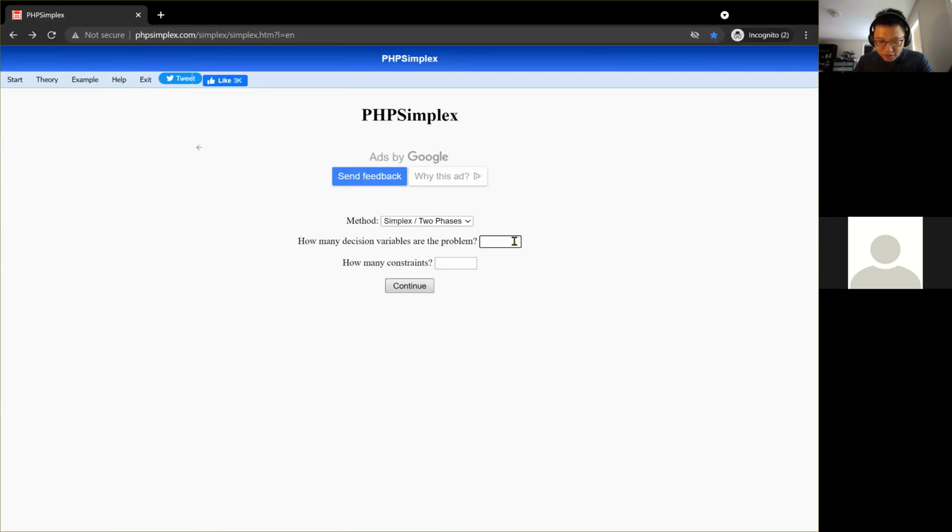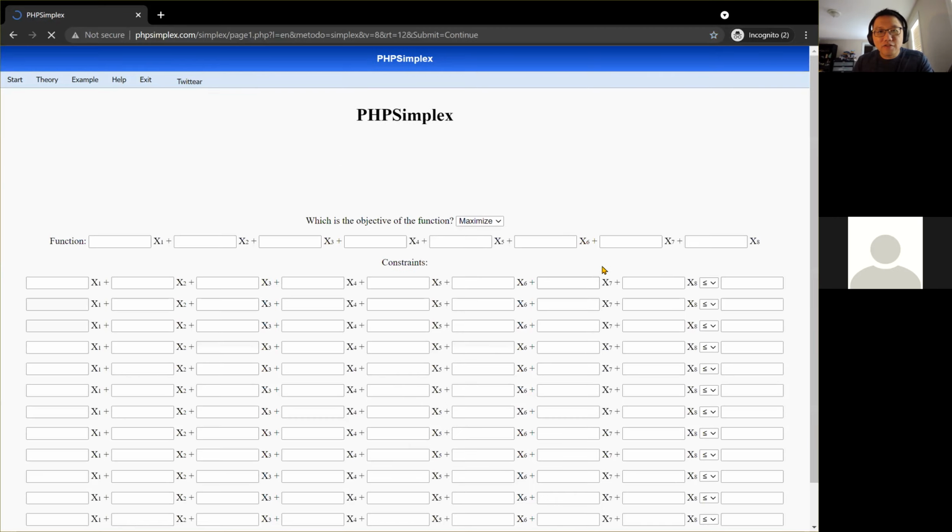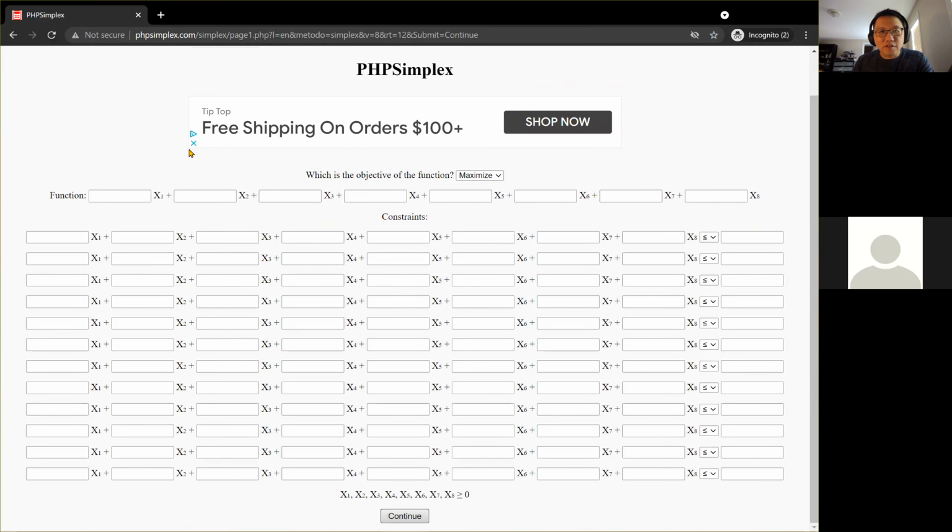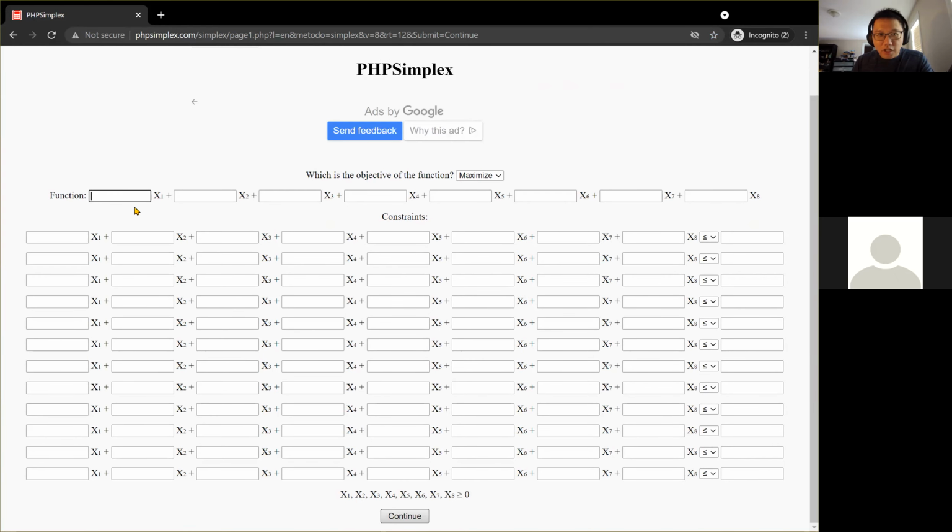So I have 8 variables here, and how many constraints do I have? 1, 2, 3, 4, 5, 6, 7, 8, 9, 10. I have 12 constraints. Great. So we will minimize the four alphas. Okay, so A plus B is equal to 5, C and D. You don't have to use this tool. You can use any tool you want.